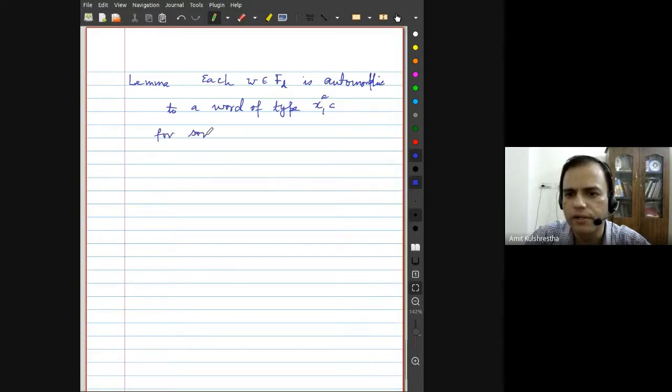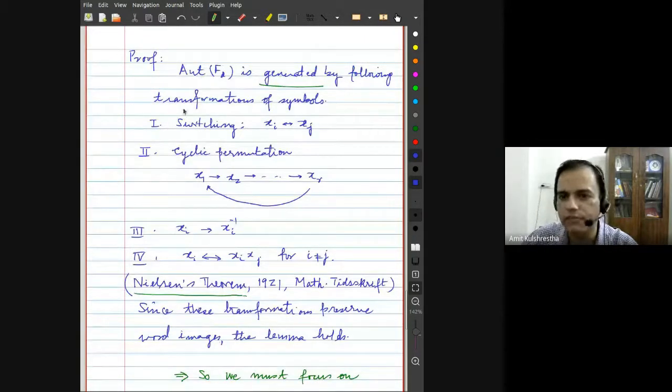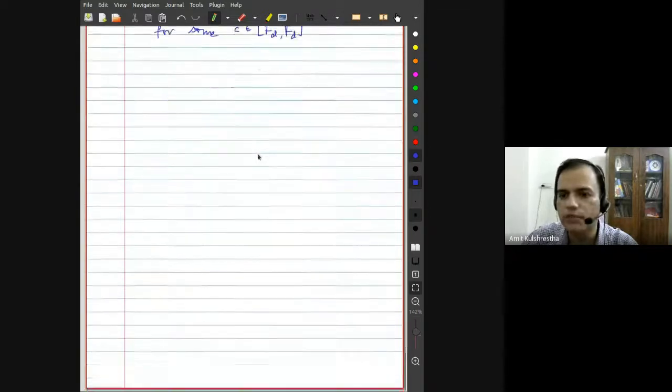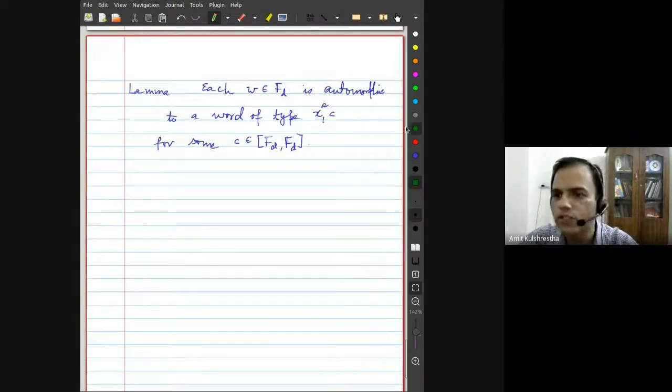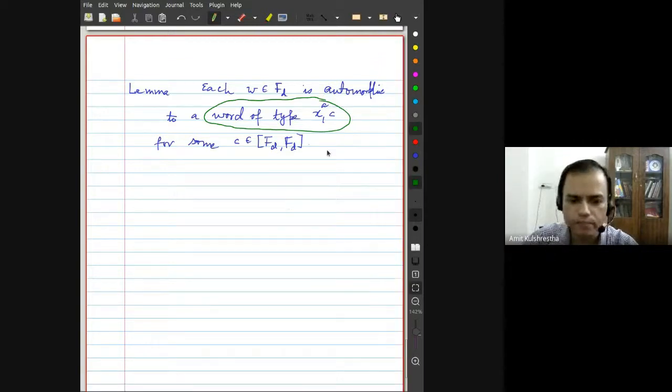For some C in FD, the derived subgroup. So each word is automorphic to some word of a specific type, and because of the Nielsen theorem, because of the observation above, we can focus on words of this type. So words of this type are there in our consideration from now onward.